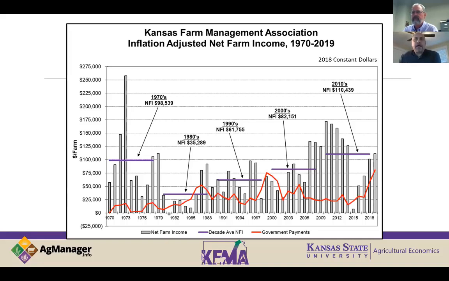Let's look then, or add into this chart, government payments across the bottom. So we're looking at real dollars, the inflation adjusted government payment amount for each of those years. Notice in quite a few of those years, government payments are greater than net farm income. So in those years, they were a very significant help to farmers across the state.